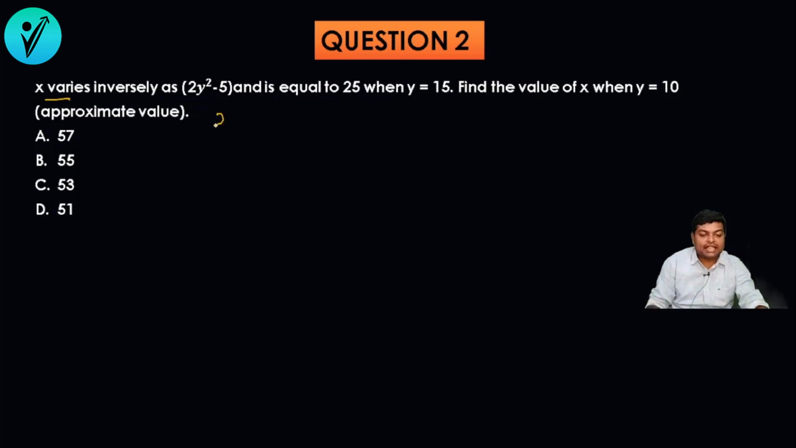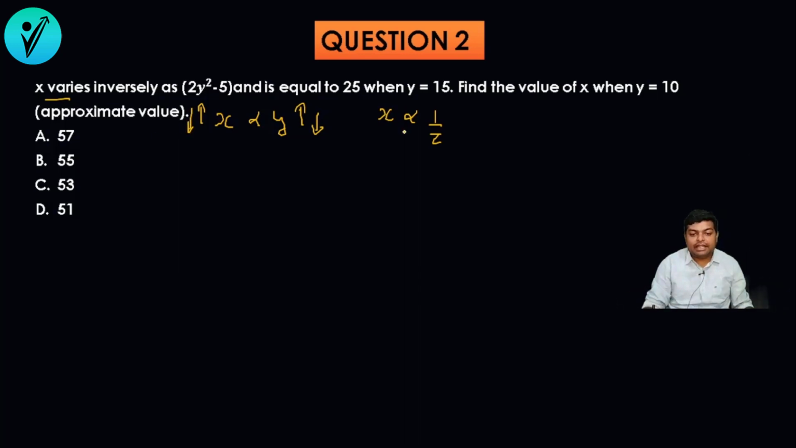Suppose I am saying that x is proportional to y, and x is inversely proportional to 1 upon z. What do these two statements actually mean? When I say that x is directly proportional to y, it means that if you increase the value of y, the value of x will also increase. And if I decrease the value of y, the value of x will also decrease. But the reverse is true here. If I say that x is inversely proportional to z, then if you increase the value of z, the value of x will decrease. And if you decrease the value of z, the value of x will increase. So this is directly proportional and this is inversely proportional.